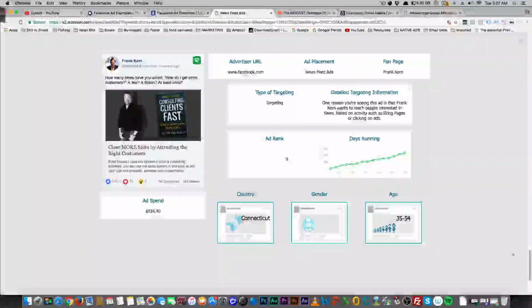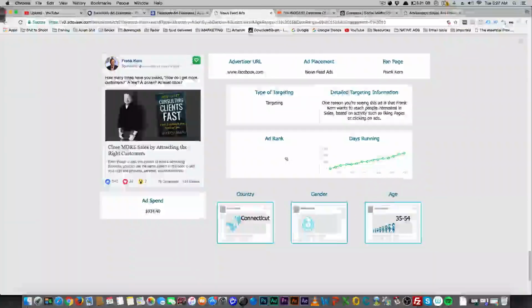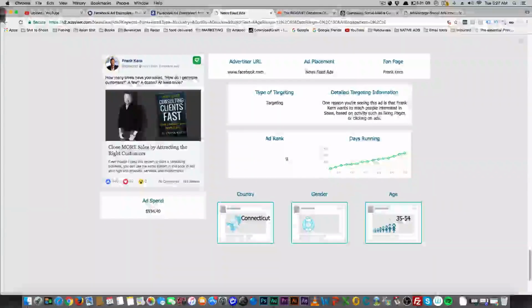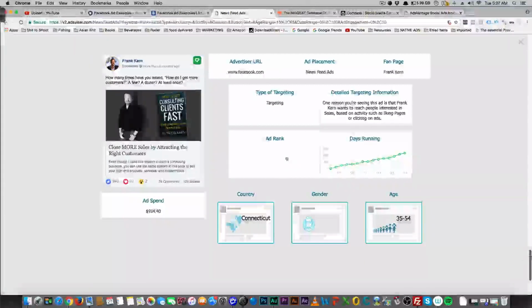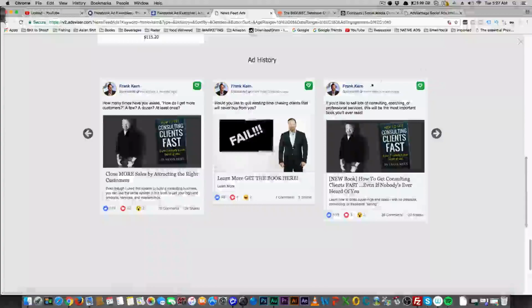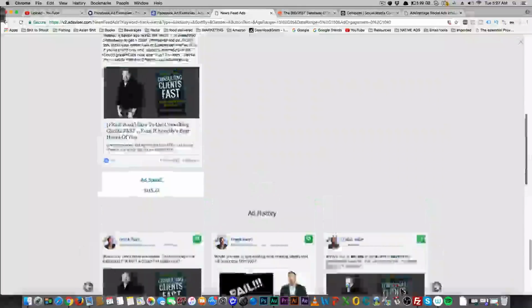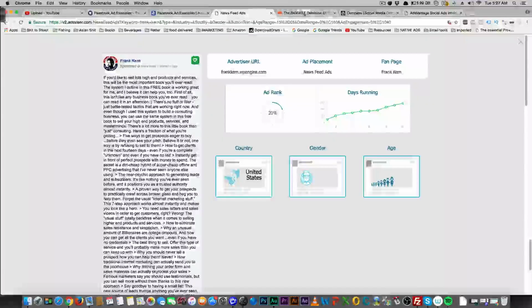And there's the copy, and you can get a good, he ran ages from 35 to 54, males in Connecticut, and that did well. So now you can see exactly what your competition is running in your particular field, which is really important, okay? And using these little cheat tools really helps a lot.